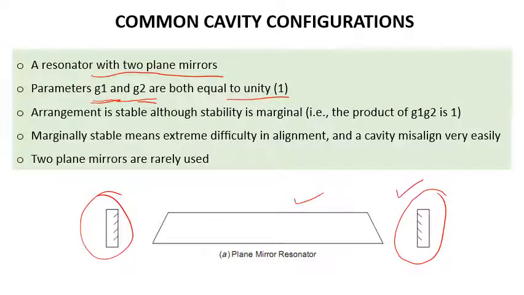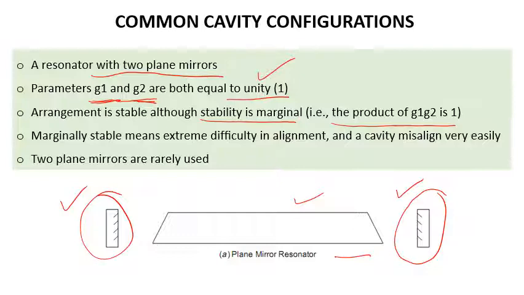If we have two plane mirrors and this is a lasing medium, and if we apply the formula and calculate G1 and G2, each becomes equal to unity, that is equal to 1. So this arrangement is satisfying the condition of stability, but it's marginal. If you go a little beyond 1, then it will be unstable. So the stability is marginal, that is why the product G1 G2 is equal to 1.